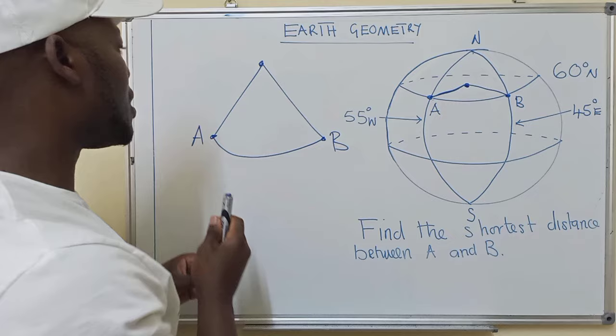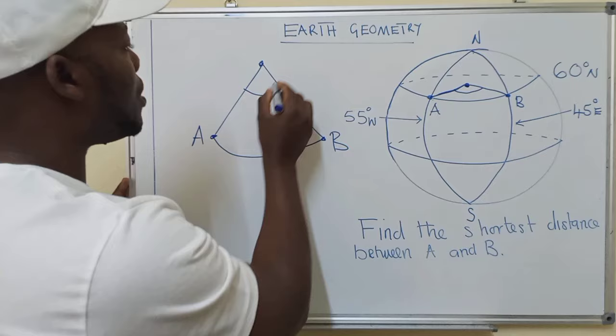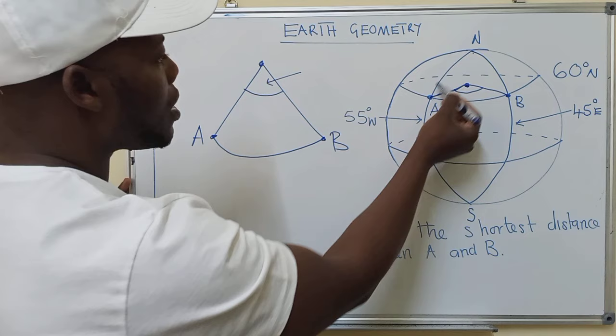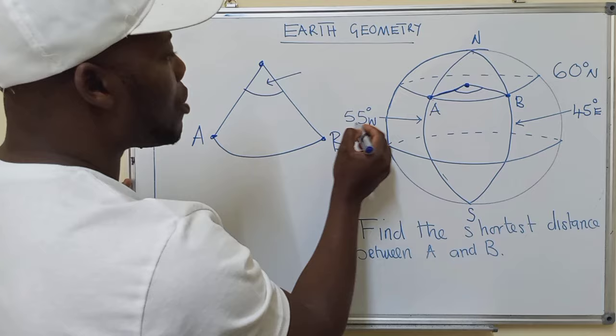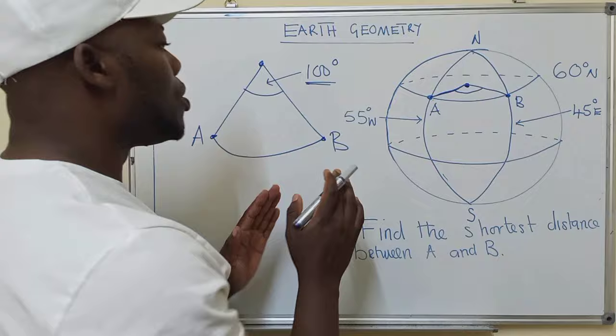After that, you find this angle, the angle which is right here. So what angle is this? The angle right here is found by taking the longitude which is here and this other longitude, and adding them. So 55 plus 45, which will be 100 degrees. So this must be our first step.